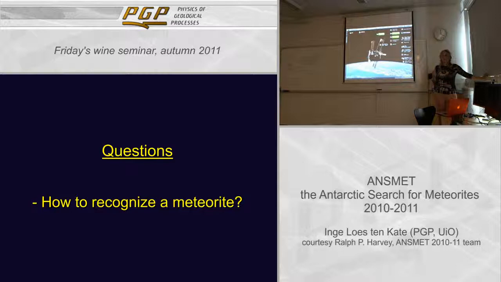But then at some point you actually do start recognizing meteorites relatively easily, and the main thing you look at is the fusion crust. Other things is they're magnetic, so we all carried magnets to measure whether they were magnetic or not when we were in doubt.